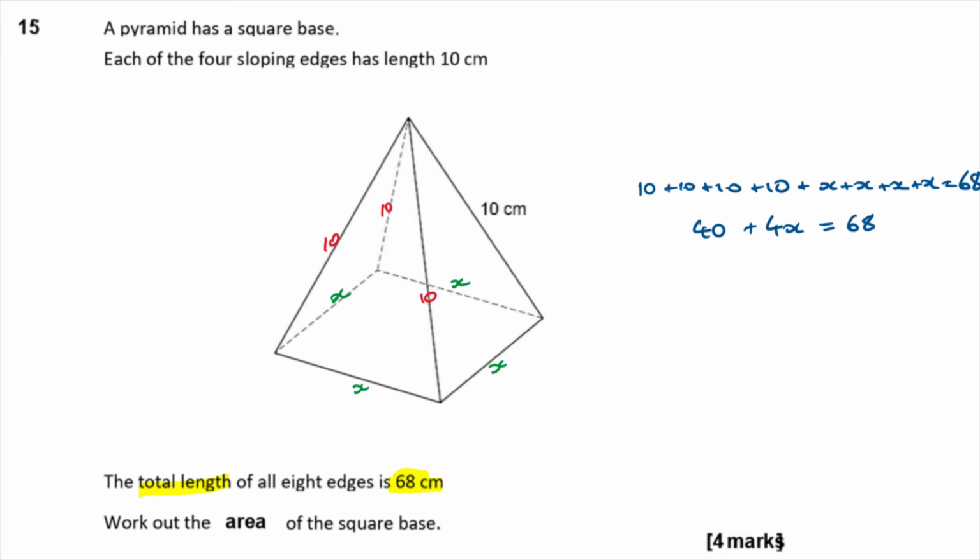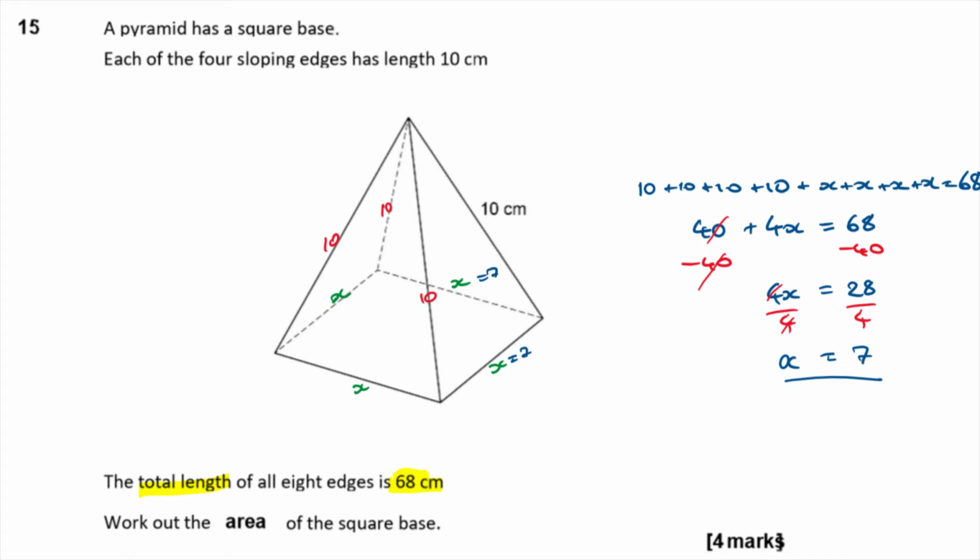So taking 40 away from both sides, that 40 will cancel with that, and then I'm left with 4x here. 68 take away 40 is 28. Dividing by 4, that's going to cancel with that, leaving me with x on the left. 4's into 28 go 7 times. So that means that this side here is 7, this side here is 7, and so on.